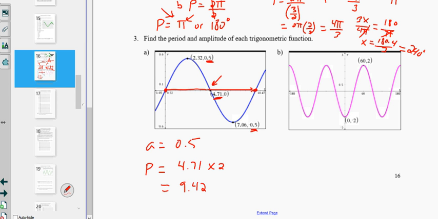Now the next one, the amplitude on this guy is just 2, right? It goes up 2 and it goes down 2. So it's going to be an amplitude of 2. If we put this into an equation, this would be our A value, by the way.